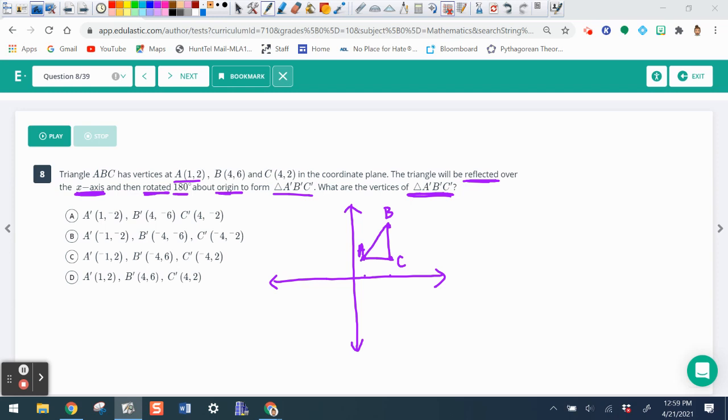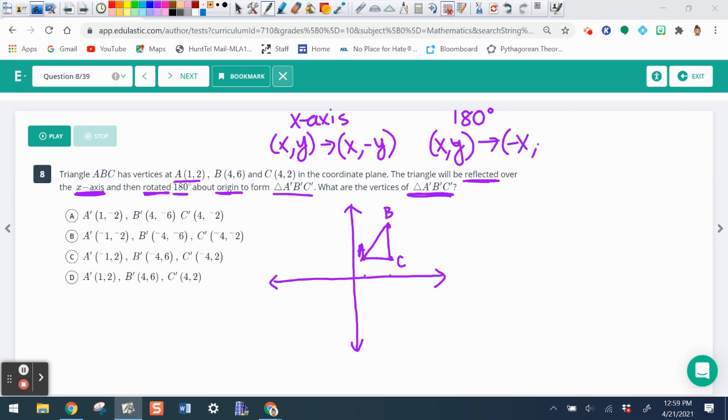So there are some functions that you could use to solve this one. For example, a reflection across the x-axis. It's this function. Every point goes to, the x stays the same, and the y changes signs. And then for a rotation of 180 degrees about the origin, it's x, y goes to negative x, negative y. But I'm going to show you that if you really just think about what these transformations are telling us, we don't actually have to do any of this kind of math here.